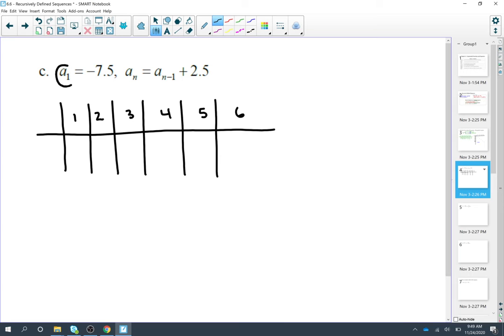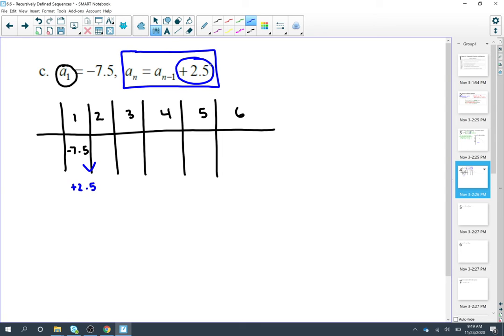A sub 1. A sub 1 is negative 7.5. So I know that my first term is negative 7.5. Now, I go over to my recursive formula, which will tell me the next term. Well, the next term, they're saying take the negative 7.5 and add 2.5. So this is a plus 2.5.